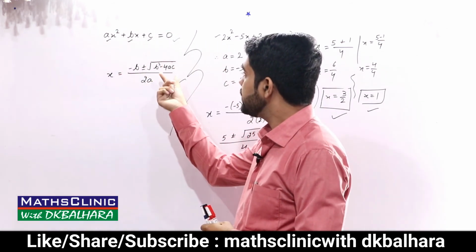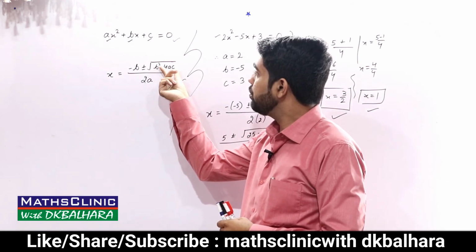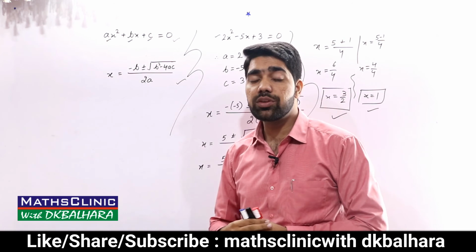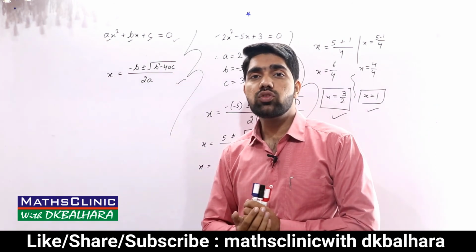One more thing friends, look here, b square minus 4ac, b square minus 4ac, this is called the discriminant, and this helps us to determine the nature of roots.